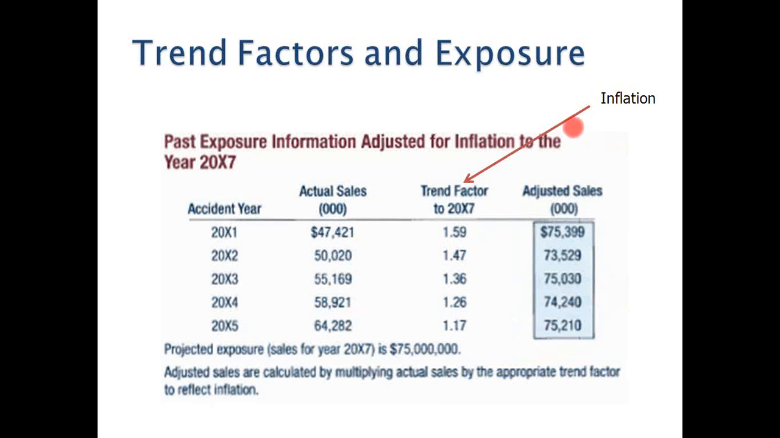There's going to be a trend factor for inflation that we're going to add, in this case, as a multiplier. And we come up with our adjusted sales now using inflation. You can kind of see with inflation, they all come around $75,000, so that's a little bit better average. The projected sales that they put in here for exposure for 2007 is $75,000, which kind of stays in line. So this is the present value of what they're expecting in this next year, and this helps basically determine that.